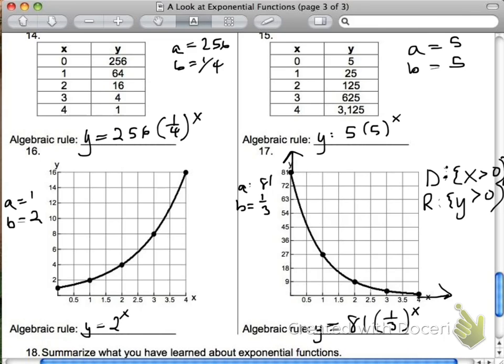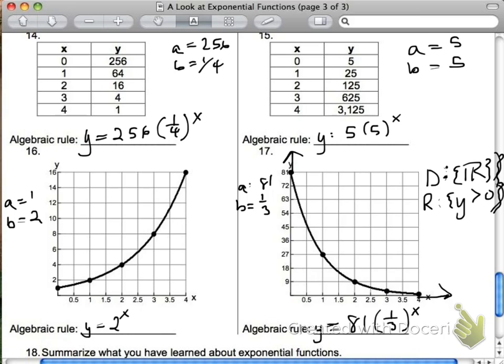So on exponential graphs, it never crosses the x-axis, but it can cross the y-axis. Oh, I'm sorry, I screwed up on the domain. The domain is going to be all real numbers, because if it can cross, it's going to keep going and going. But you're right, it will hit 0. It's all real numbers, my mistake. I was messing up my brackets.